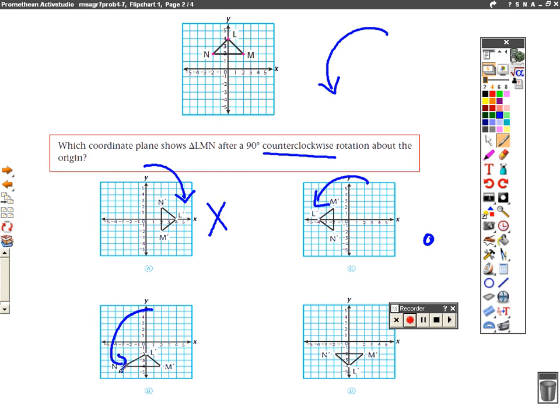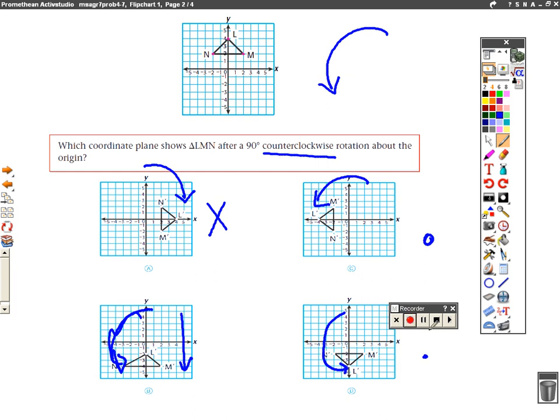Oh, wait a second, I didn't rotate that one. I actually did a slide. That one's a slide down. Okay, this one I rotated clockwise, so these two are a possibility.